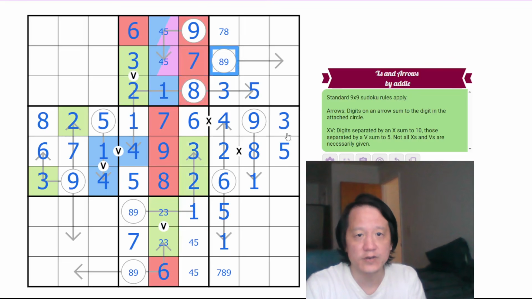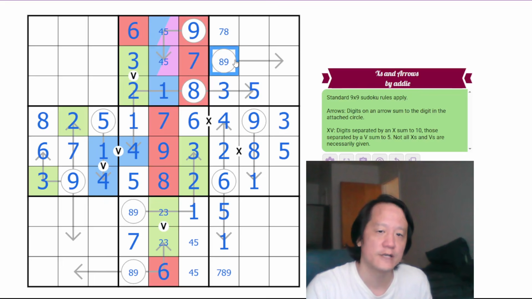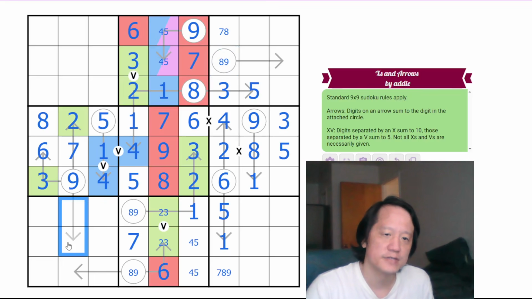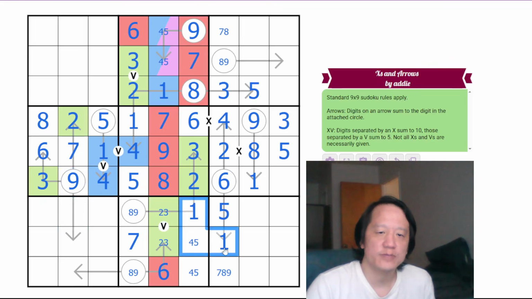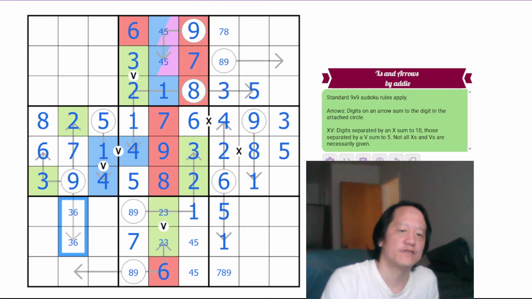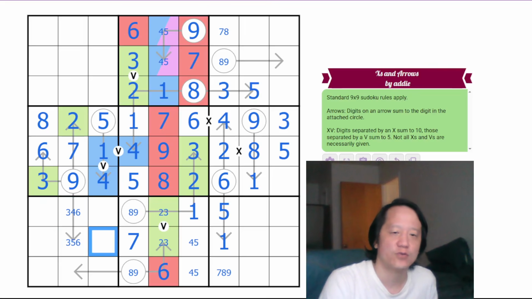7 eliminates 7 here, so this is 8 or 9. This adds up to 9 also. We don't have 1 available in either of those cells because of 1s in the row. Cannot be 2, 7, so it could be 3, 6, or 4, 5 here. And 5 can't be here because of 5 in the row, so this can't be 4 then.